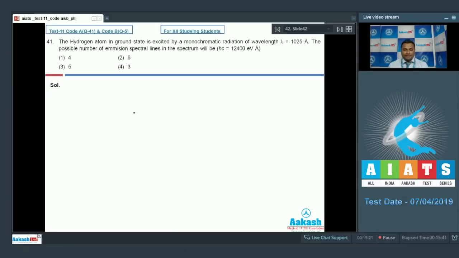Here is question number 41, everyone. Hydrogen atom in ground state is excited by a monochromatic radiation of wavelength lambda equals 1025 angstrom. The possible number of emission spectral lines in spectrum will be what? HC we have to take 12400 electron volt angstrom. Now the number of spectral lines is given by n into n minus 1 divided by 2, where small n is the state, nth state, first, second, third, fourth, whatever it is.